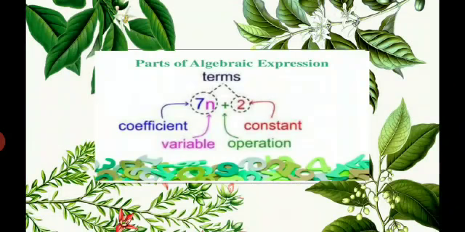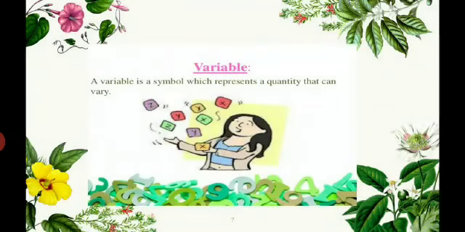There are some parts of an algebraic expression, which are terms, and the term is divided further into parts like coefficients, variables, operations and constants. Like in this expression 7n plus 2, 7, which is with the variable, is called the coefficient, and n is the variable, and the operation between the two is plus, and the 2 is the constant. What is a variable? A variable is a symbol which represents a quantity that can vary.